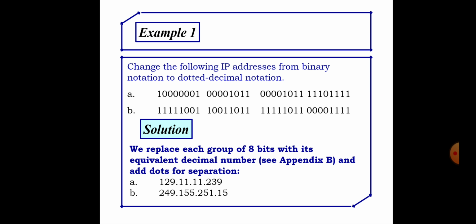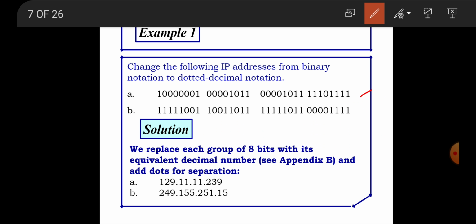First we'll take one example. Change the following IP address from binary notation to dotted decimal notation. They have given one IP address in binary form and ask you to convert it into decimal. You can simply convert it. So this is nothing but 129.